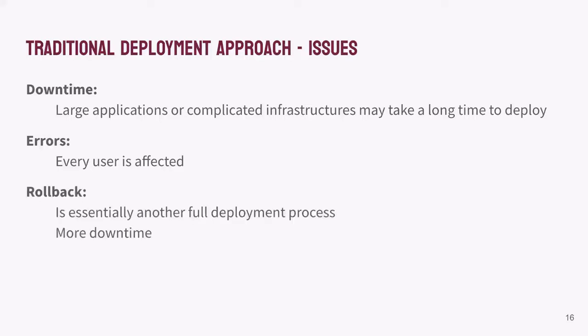And that leads to our third issue, which is rollback. If there's an error that's too big to be fixed in production, it means you're going to have to roll back to the last stable version of your application. And with an all-at-once deployment, this is essentially another full deployment process with more downtime.